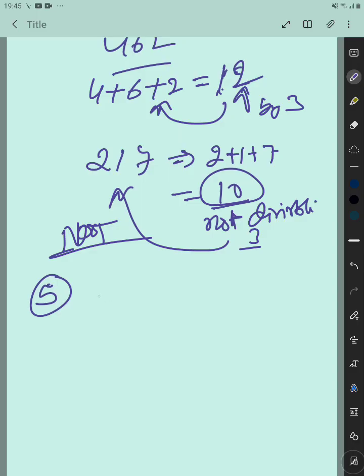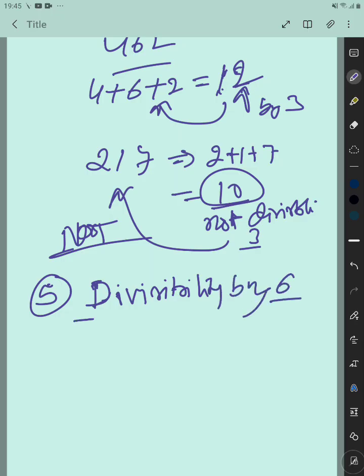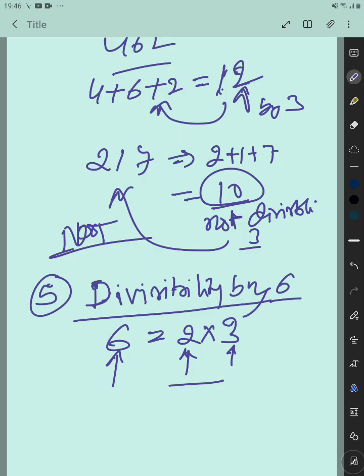So we'll talk about divisibility by 6. When we talk about 6, we'll talk about the factors of 6. So 6 is 2 multiplied by 3. If any number is divisible by 6, then it must also be divisible by 2 and 3. And here we are talking about "and".